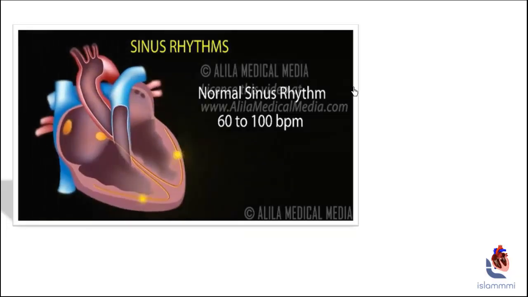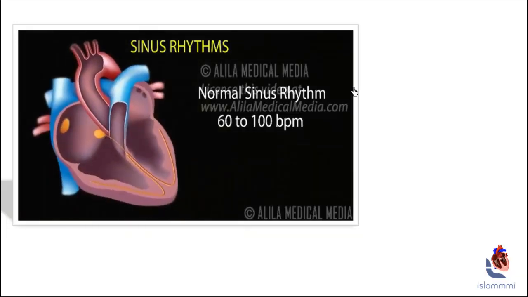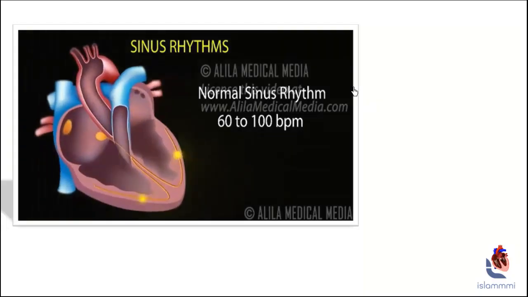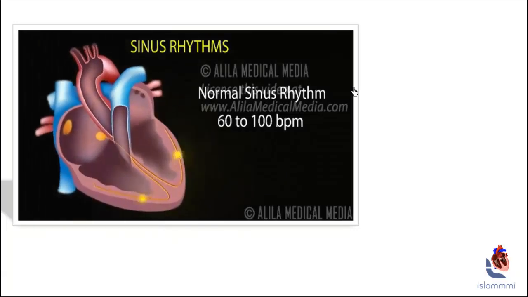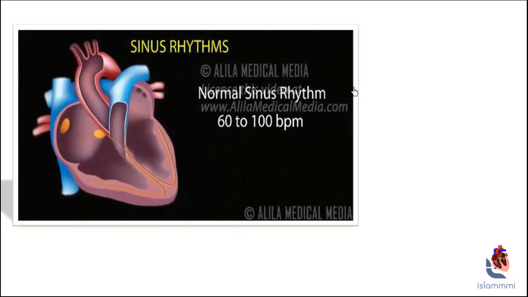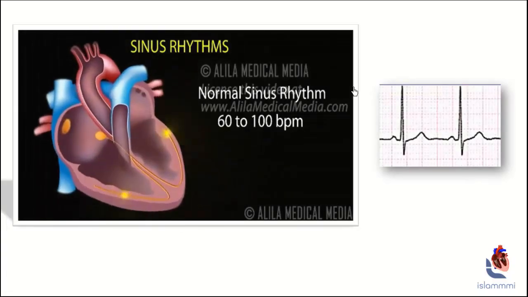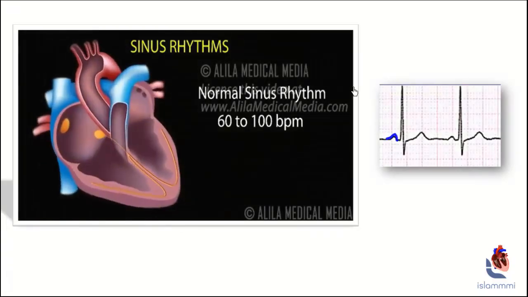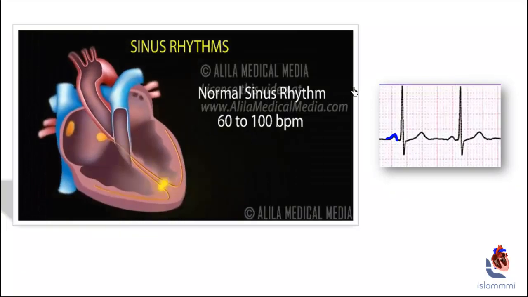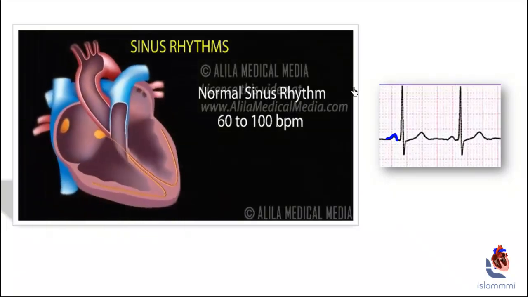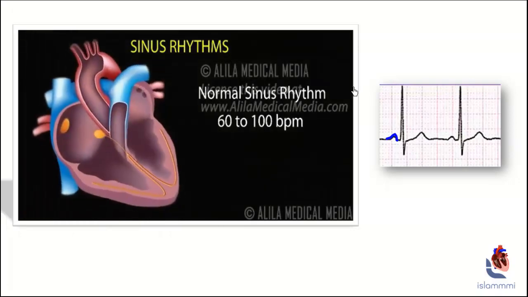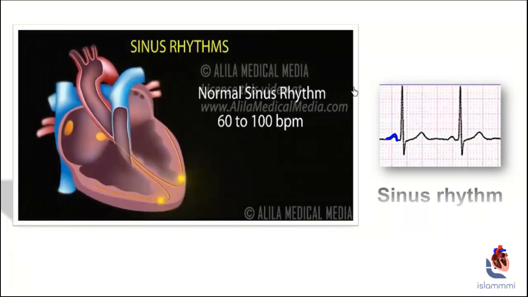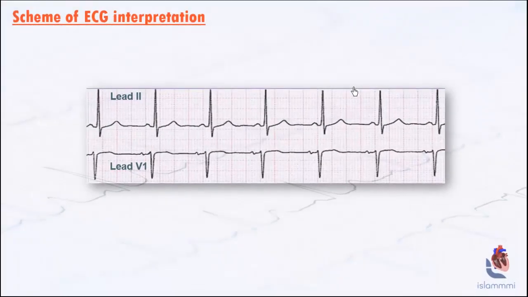The impulse is coming from the SA node to the AV node to the bundles and Purkinje fibers. As long as we call this a sinus rhythm, it means that the impulse is coming from the SA node, or sinoatrial node. As we said before, once the impulse is coming from here, there will be a P wave in the ECG. So any abnormality here means abnormality in the SA node or the atrium. You got that? Okay. So as we said, this is a sinus rhythm. This is a normal ECG. Keep it always in your mind.